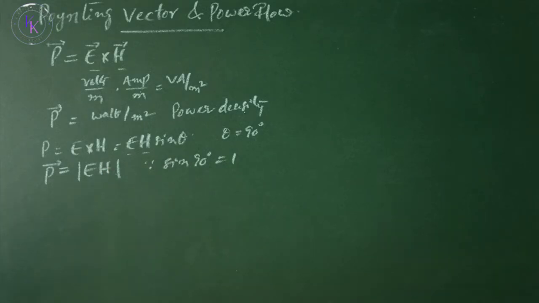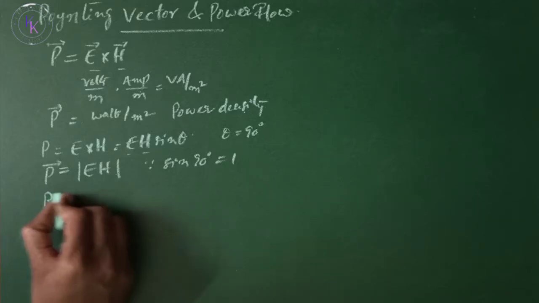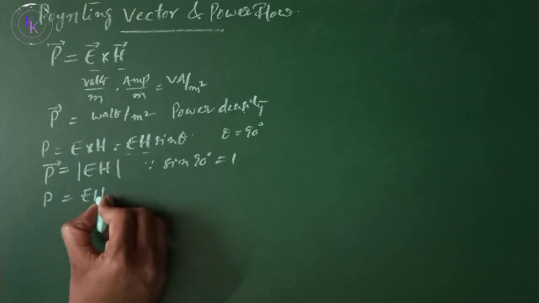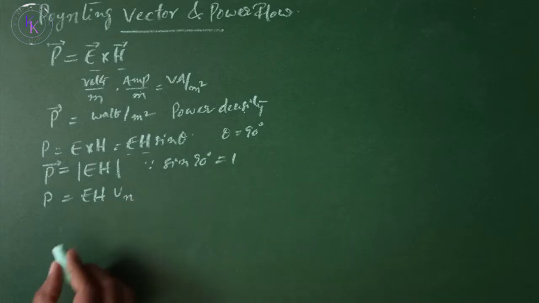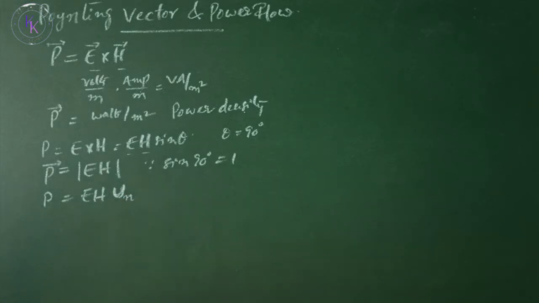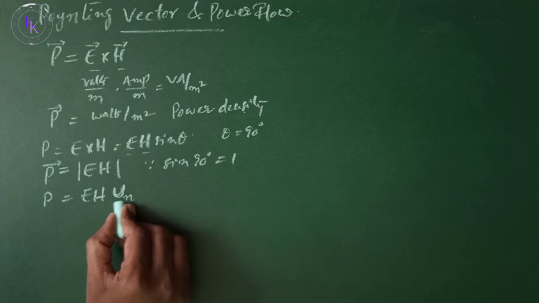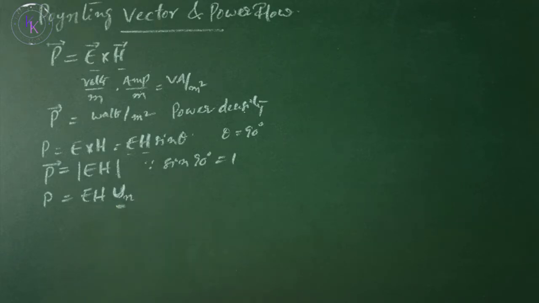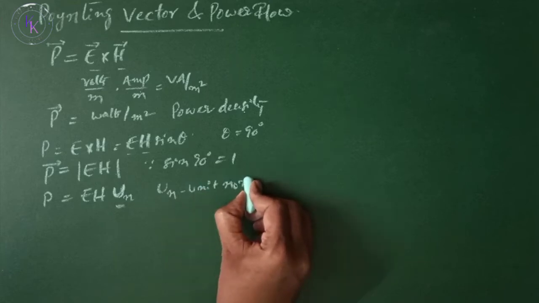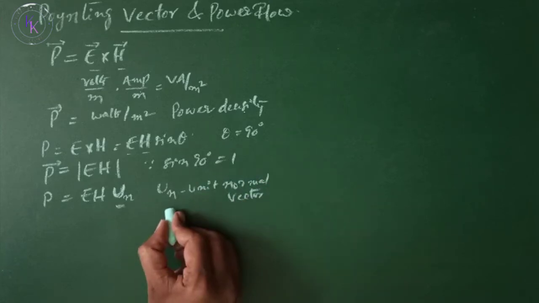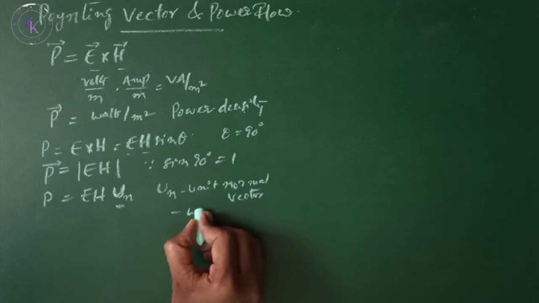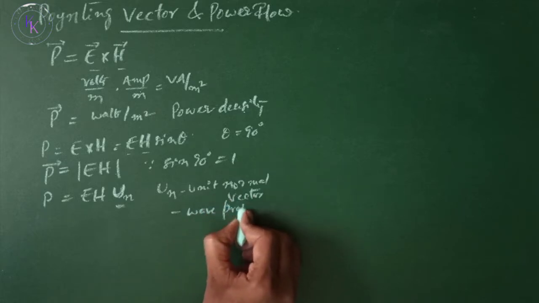The direction of P can be obtained on the basis of the right-handed screw rule, and it is perpendicular to both E and H. So in vector form we can write P equals E H Un, where Un is the unit vector normal to E and H. The direction of Un is in the direction of wave propagation of the electromagnetic wave.